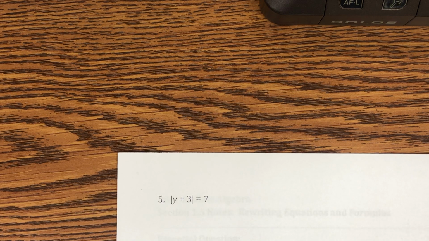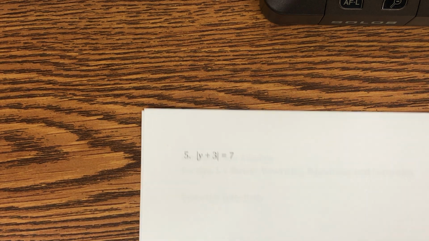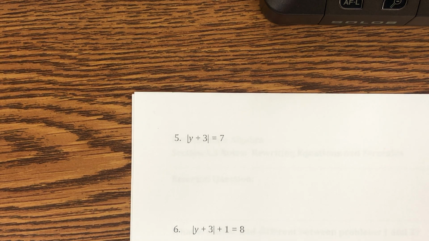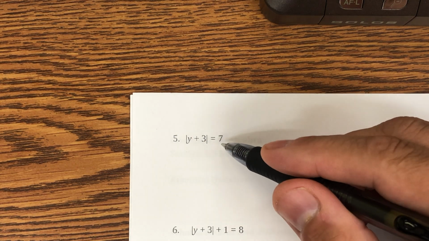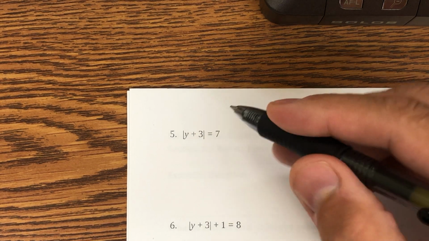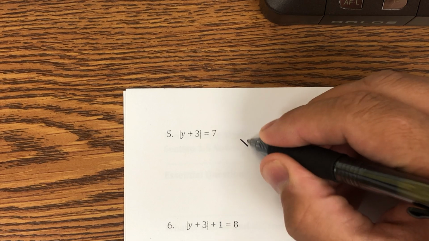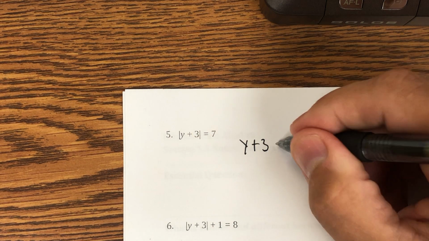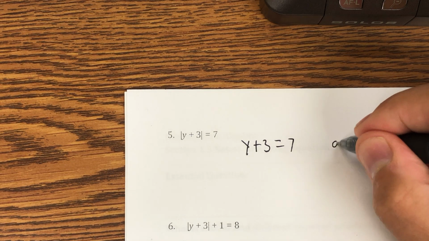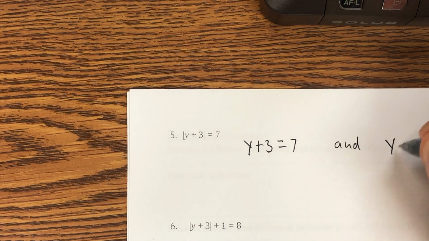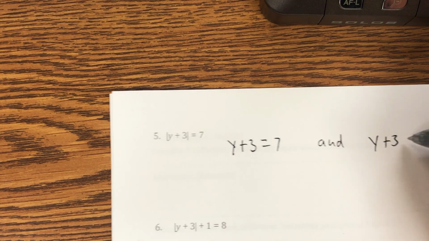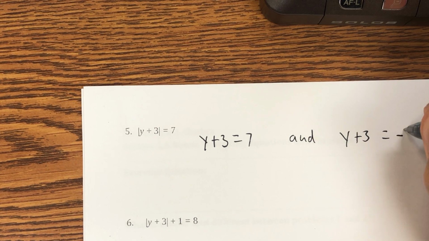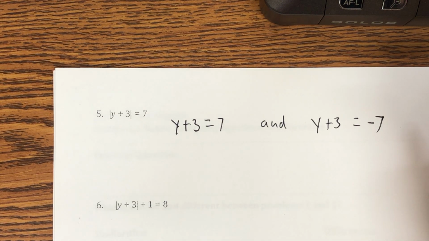A couple more examples here. First one says absolute value of y plus 3 equals 7. The absolute value is isolated, so I'm going to write out my two cases right away. First case, y plus 3, what's inside the absolute value, absolute value signs are gone, equals 7, and y plus 3 also could equal negative 7. Now we have our two cases, solve both of them.